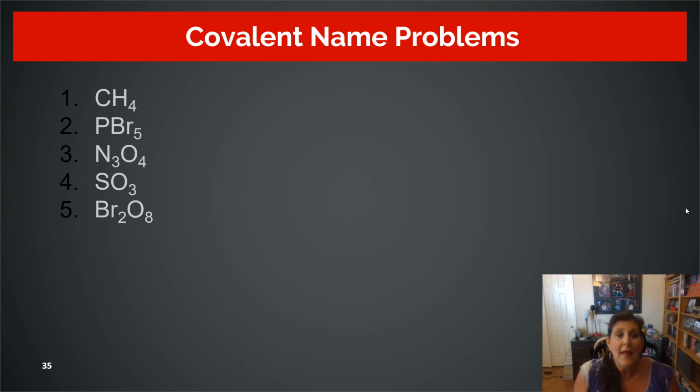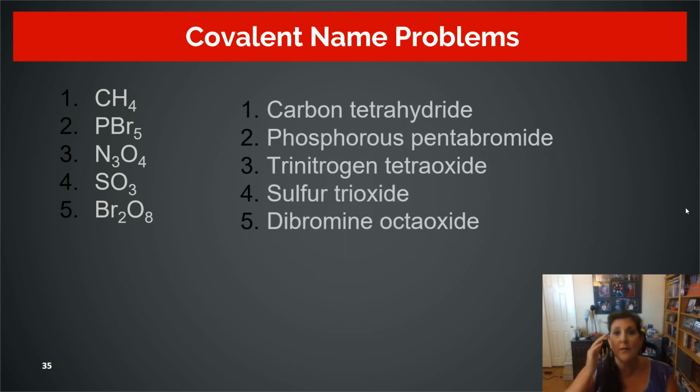Number 3, N3O4, trinitrogen tetraoxide. Number 4, SO3, sulfur trioxide. And number 5, dibromine octaoxide. So here they are written out so you can check your spelling. Carbon tetrahydride, phosphorus pentabromide, trinitrogen tetraoxide, sulfur trioxide, dibromine octaoxide.